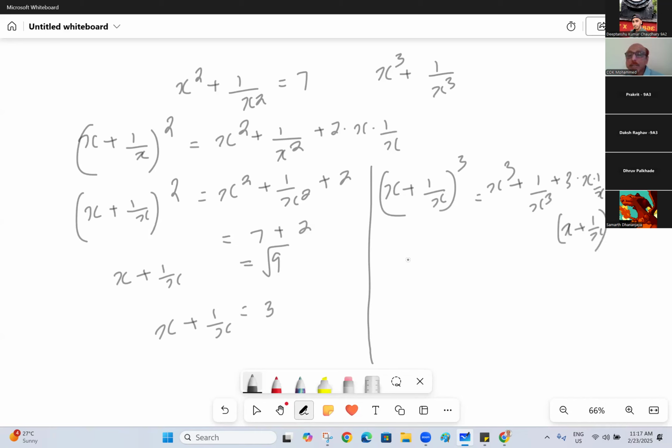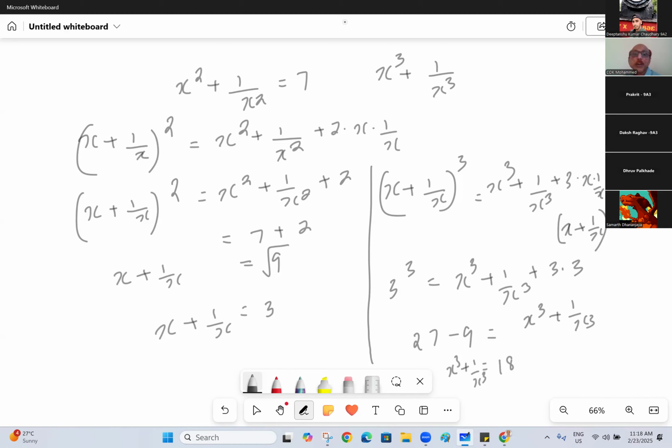So what is x plus 1 by x the whole cube? 3 cube is equal to x cube plus 1 by x cube plus 3 into 3. 27 minus 9 is equal to x cube plus 1 by x cube. That is 18 is equal to x cube plus 1 by x cube. Is that clear to you?